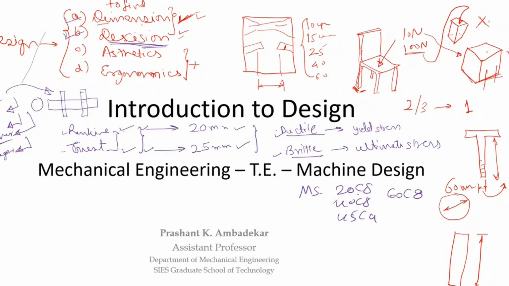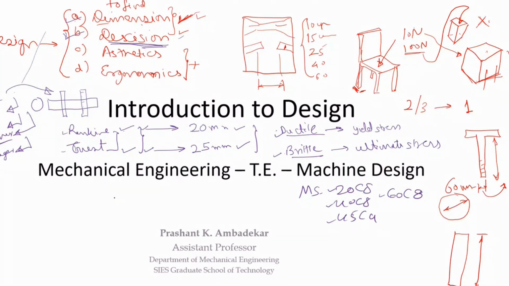So all these are the grades of mild steel. Which one will you select? You have to take a decision. So throughout, everywhere, you have to take decisions. For example, another example of decision: you design something, you design a part. Say, again, take an example of a shaft.